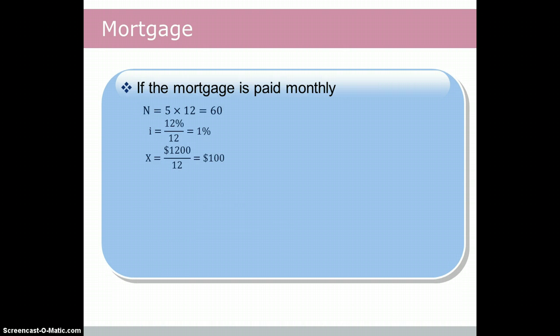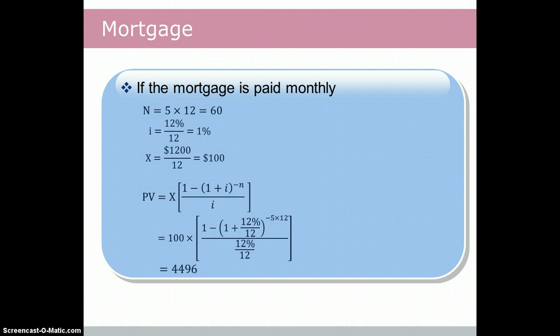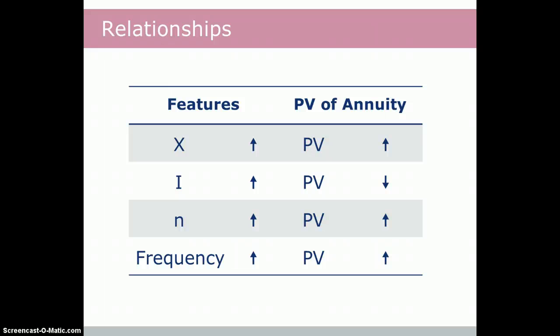If it is paid more frequently, for example monthly, then N is 60. Interest rate is 1% and each payment is $100. After calculation, the answer is $4,496, which is bigger than $4,326. That is to say, if a mortgage is paid monthly rather than yearly, you pay more. In this case, we finally get the relationship between the frequency of payments and the value of annuity. That is, PV is positively related to frequency. Thank you.